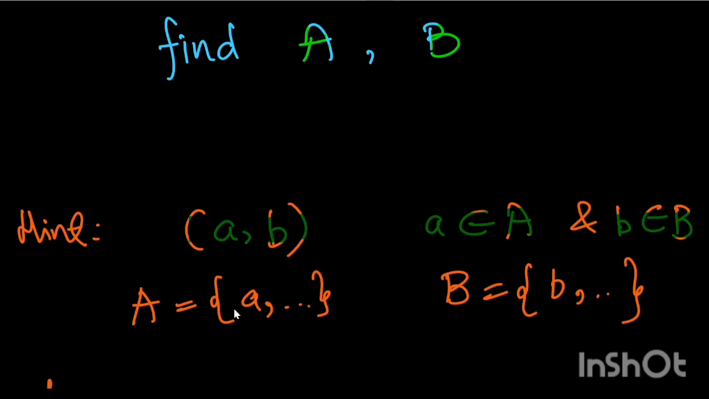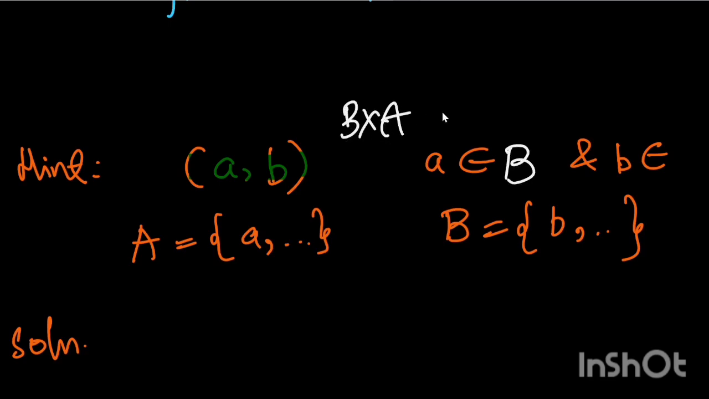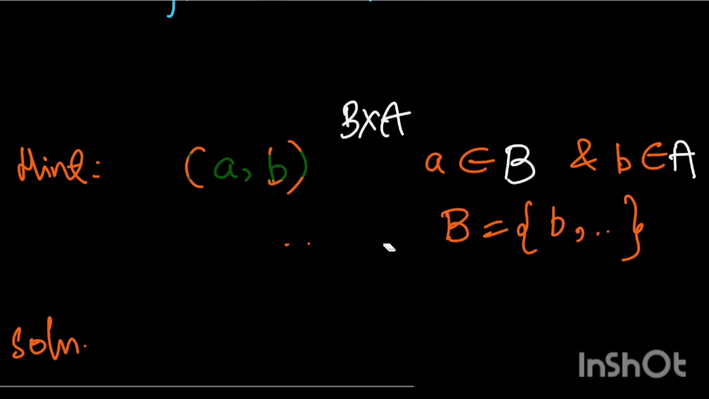So in case of B cross A, what should it be, guys? It should be the reverse. The first element should belong to set B in case of B cross A, and the second element should belong to set A, guys. So that we will take as a hint.